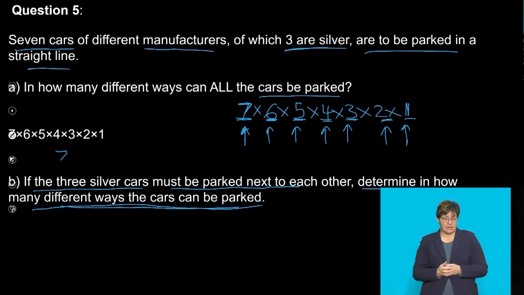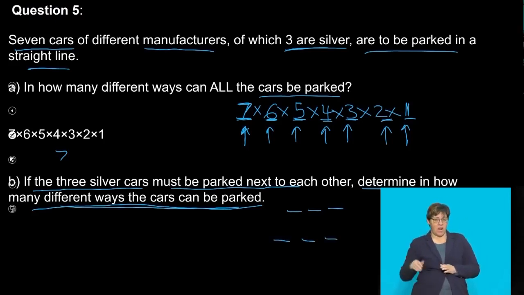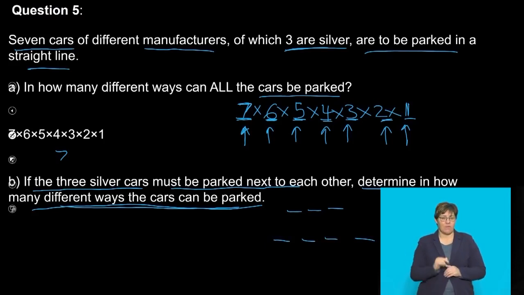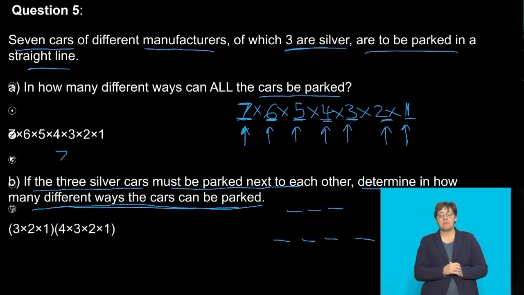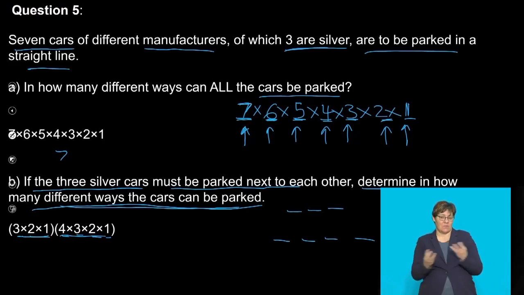So for silver cars, we know this is 1, 2, 3 cars. And for the rest we have 1, 2, 3, 4 cars, because we have 7 cars. Are we together? So for silver cars, we have 3 times 2 times 1. And for other cars, it's 4 times 3 times 2 times 1. And you just multiply that, and that will give us the total ways. Are we all together? Okay, fantastic.